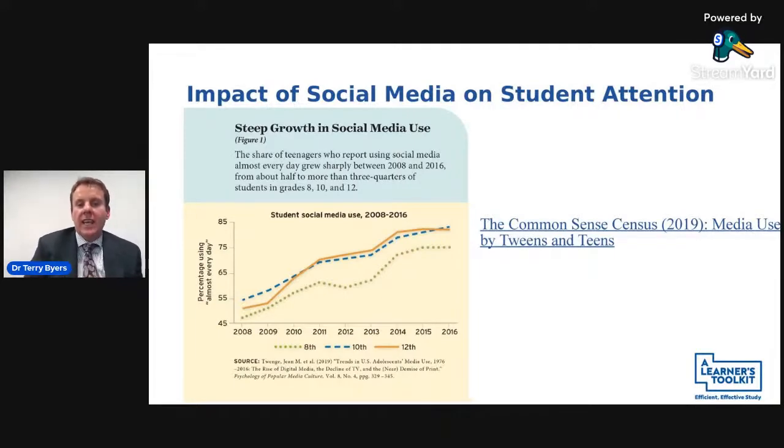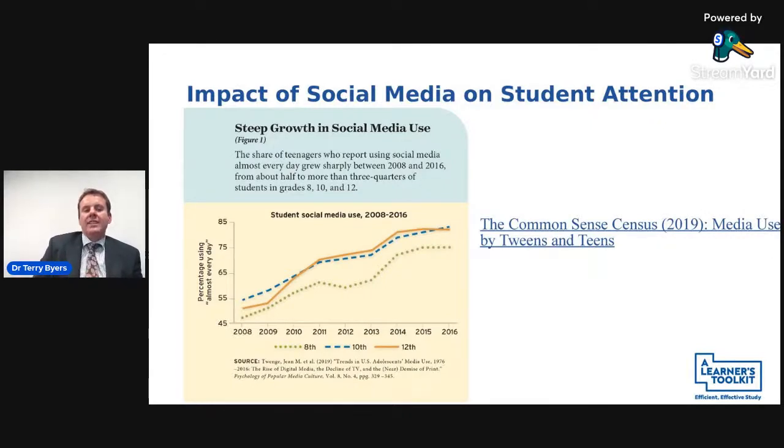But what's really interesting is that there are a series of reports from the Common Sense Census, which is an American outfit that has been tracking social media use by students and the impact of the pandemic over a period of time. What we see here is that over time, students' time is being contested, where they're spending more and more time with their mobile phones, whether it be playing games, on Spotify, or on social media such as Instagram, Snapchat and Twitter and so forth.